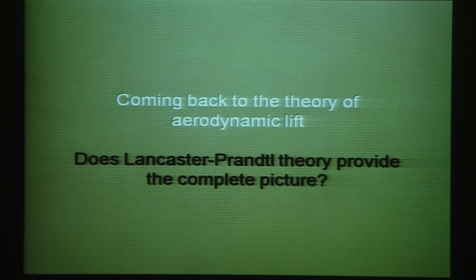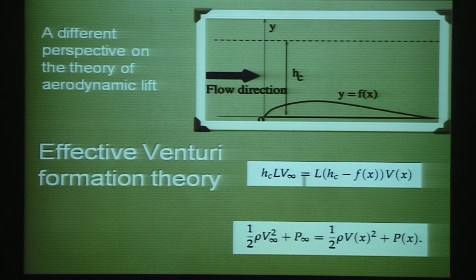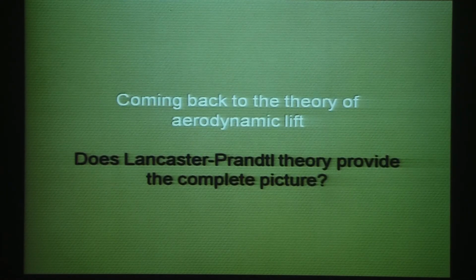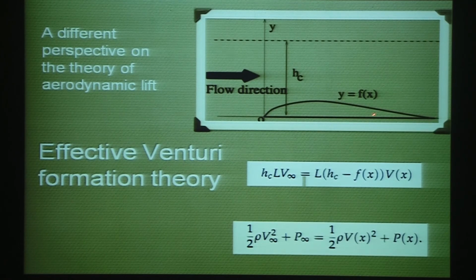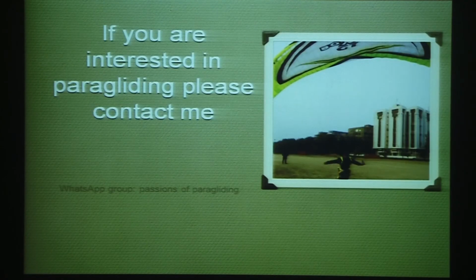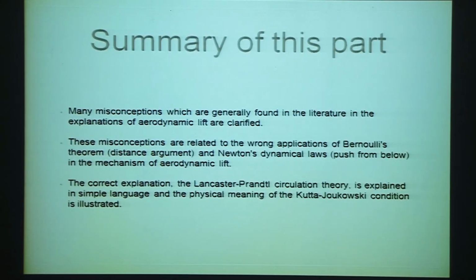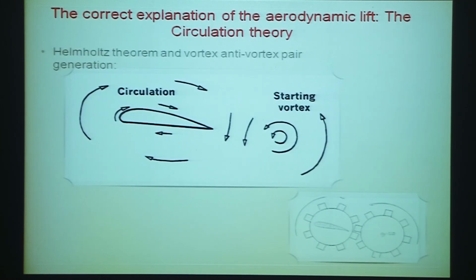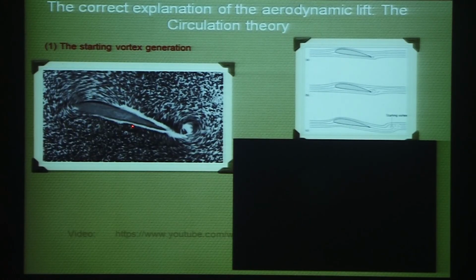Okay, so coming back to the theory of aerodynamic lift, the question is, does the Lancaster-Prandtl theory provide the complete picture? This is certainly an important question, because at zero angle of attack I don't understand how a vortex can form. In the vortex formation theory, the vortex is always formed at an angle of attack. Because of the angle of attack, you have an effective venturi formed here, a narrow path, and the airspeed is more here, less there, it curls up, and you get a vortex.